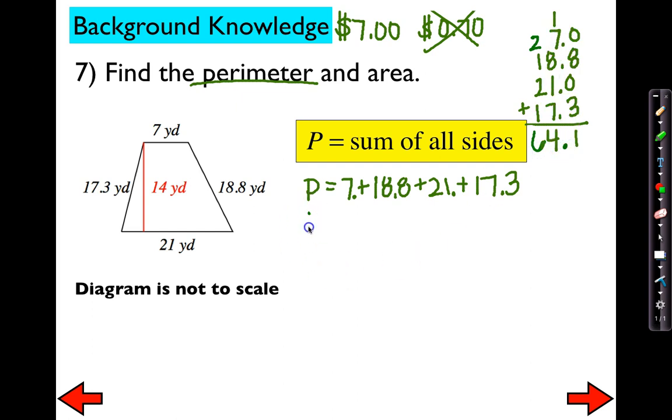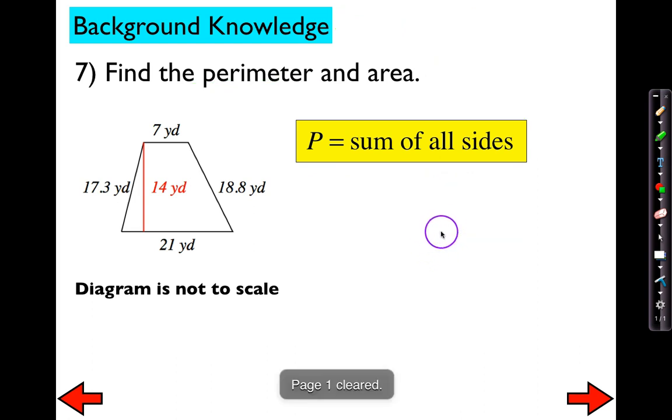So I'm going to go ahead and say that the perimeter of this trapezoid here is 64.1 yards, and that's it. Notice it's not squared, and the reason is because I was adding all of them. I wasn't multiplying. So there's my perimeter. But what about the area? Well, let's check that out.